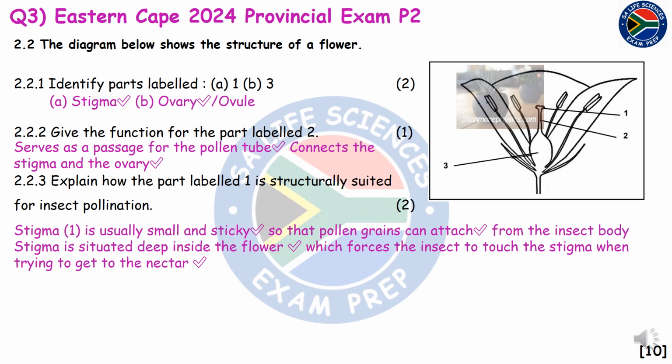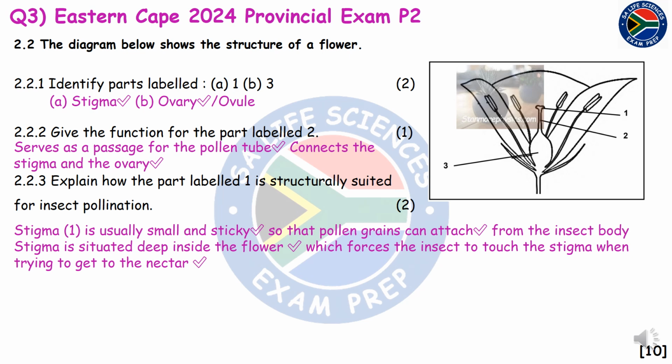2.2.3. Explain how the part labeled 1 is structurally suited for insect pollination. Now, this is one of my favorite questions because this question is two-fold. We have the word structurally and we have the word insect pollination. So it's usually phrased as, how does the structure of this thing allow it to carry out its function? So to answer this question, we need to refer to the structure and then explain how that particular structure allows it to carry out a function.